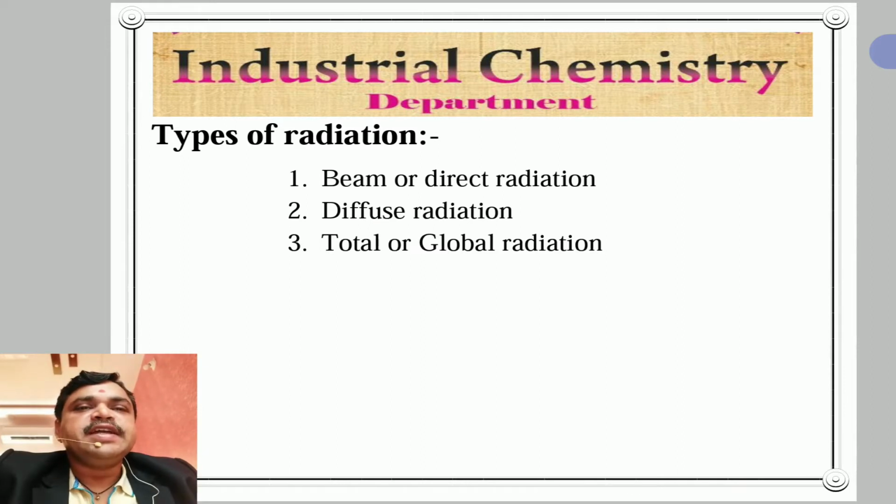Number two is diffuse radiation. Radiation received at the Earth's surface from all parts of the sky hemisphere after being subjected to scattering in the atmosphere is called diffuse radiation. And number three is total or global radiation. The sum of beam radiation and diffuse radiation is called total radiation. So the sum of number 1 and 2 is known as total radiation.